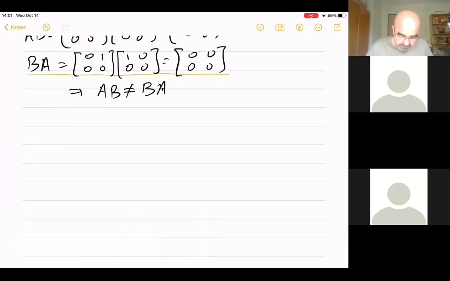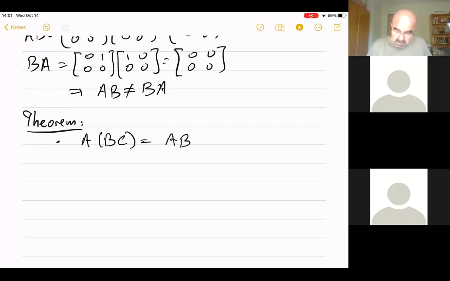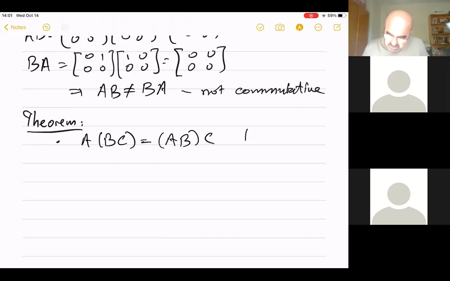About this theorem for the properties of multiplication, there is an easy proof. You can see that (A times B) times C is equal to A times (B times C), although matrix multiplication is not commutative. But it is associative, just like the multiplication of real numbers or complex numbers, or addition, which satisfy this property. So matrix multiplication also satisfies associativity.